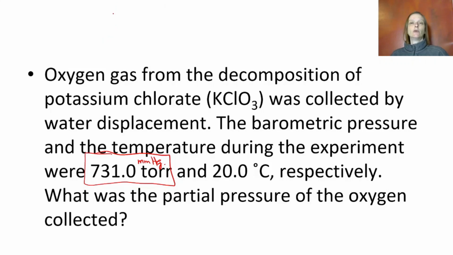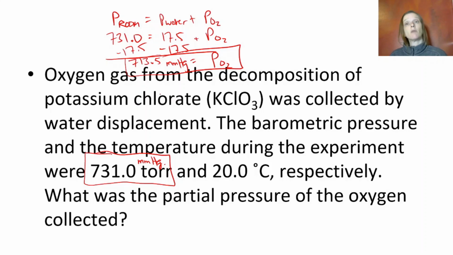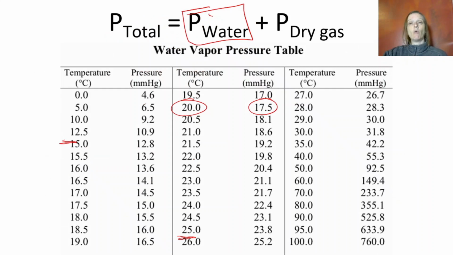So the total pressure of the room is going to equal the partial pressure due to water plus the pressure due to the oxygen gas that we're collecting. So 731.0 equals 17.5 from the table plus the pressure of oxygen that we're trying to calculate. If I subtract 17.5 from both sides of the equation, I get 713.5 mmHg as my partial pressure of oxygen. These calculations are relatively straightforward, but you do need to understand how to read a water vapor pressure table like this one, and you'll do practice homeworks with that. I hope this helped.